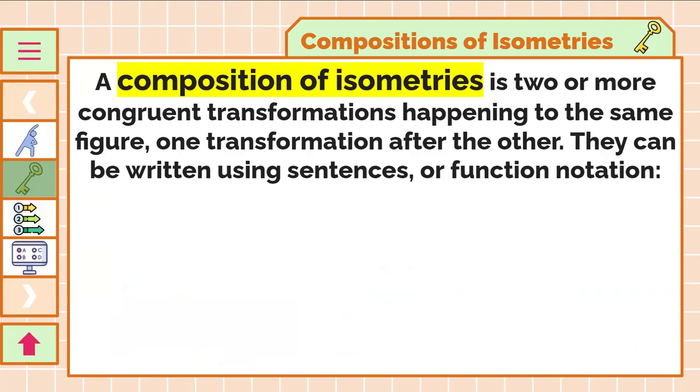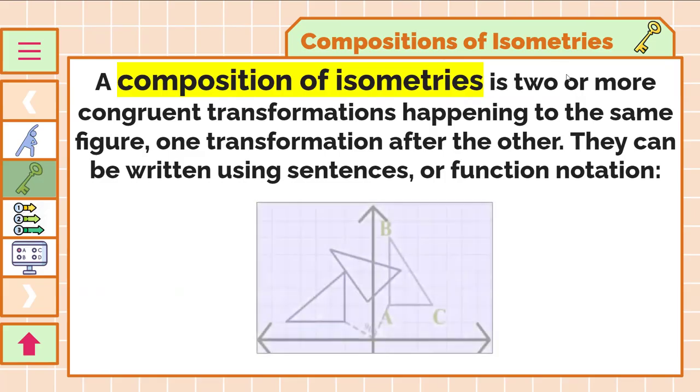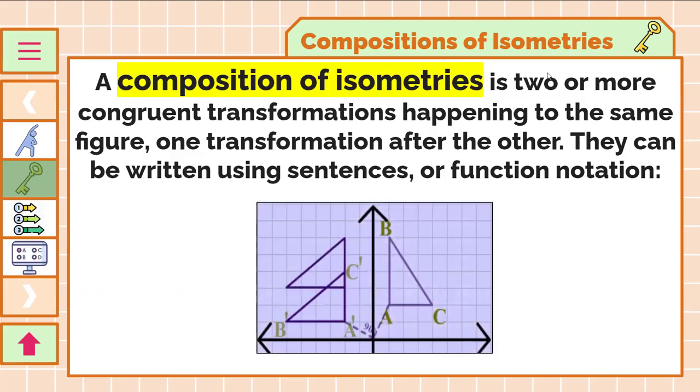A composition of isometries is two or more congruent transformations, or it is when two or more congruent transformations happen to the same figure, one transformation after the other. They can be written using sentences or functions. So we have a composition of some isometries happening here. First it's being rotated, then it's being translated.